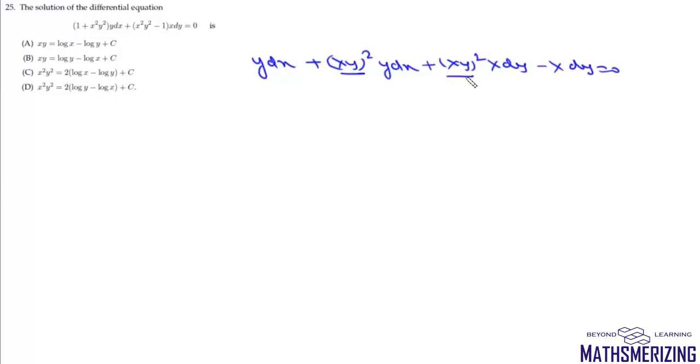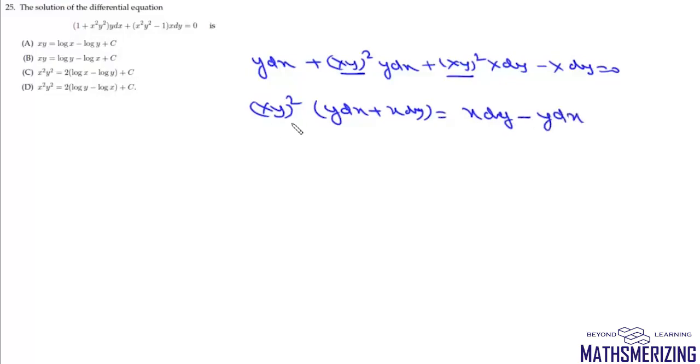Now question number 25 is, we need to solve this differential equation. We can write this differential equation as y dx plus (xy)² y dx plus (xy)² x dy minus x dy equals 0. So we'll take (xy)² common. We'll write (xy)² times (y dx plus x dy) will be equal to x dy minus y dx.